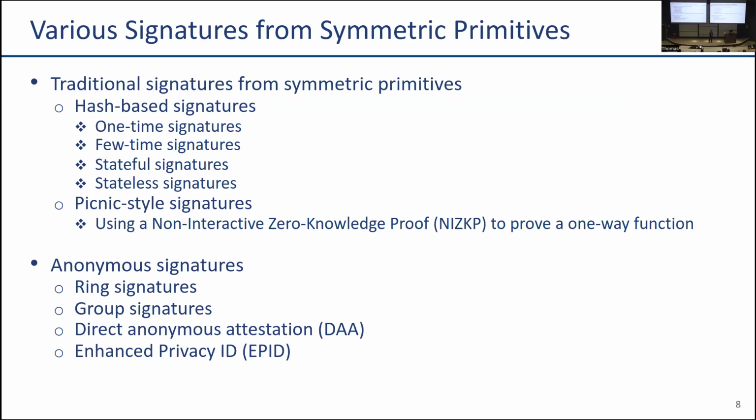Hash-based signatures, we already know there are a lot of examples on the digital signature side, including one-time signature, few-time signature, stateful signature, stateless signature. Those are all quite well known and standard. We also see anonymous signatures, including ring signature, group signature, direct anonymous attestation, and as I mentioned, the one example of EPID.